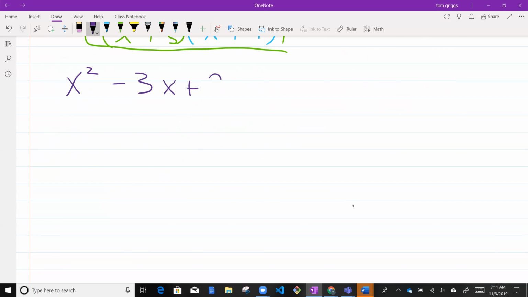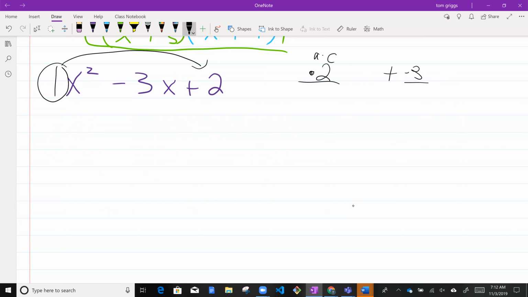I would encourage you to try this one on your own. Pause the video if you need to. I'm going to work through this one pretty quickly. So we're looking for factors of positive 2 that add together to give you negative 3. In this case, the two numbers are 2 and 1, but they're both negative. Negative 2 times negative 1 is positive 2. Negative 2 minus 1 is negative 3.